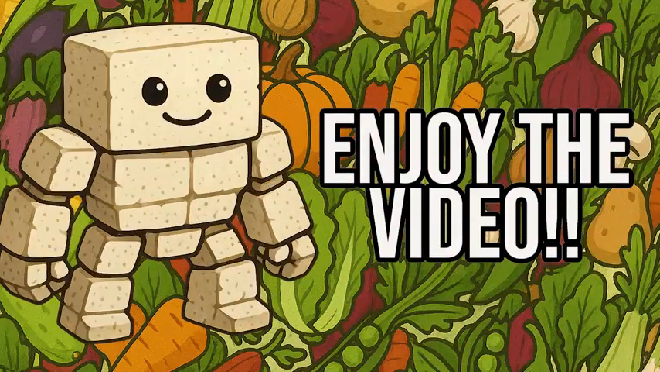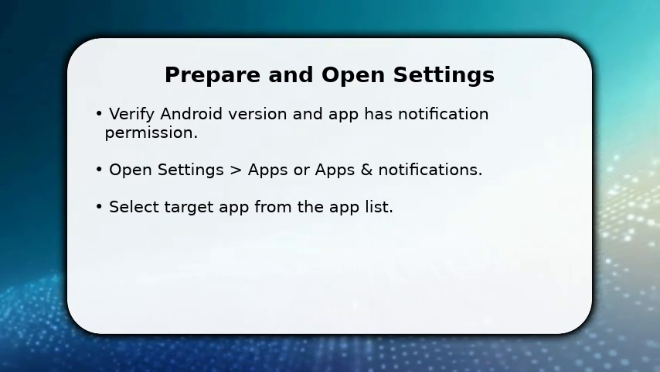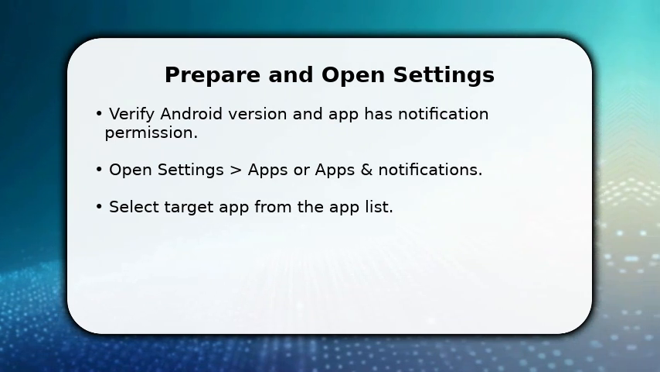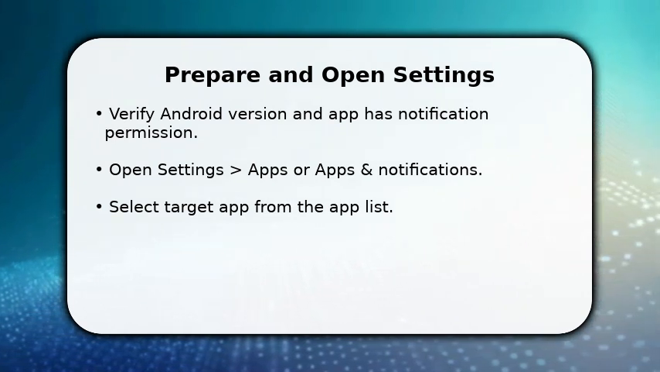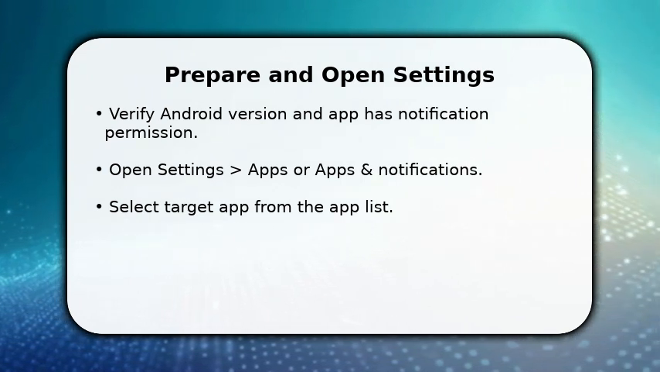Please enjoy the video. You start by confirming the app can send notifications and your Android version supports per app tones. Once ready, open Settings and go to Apps or Apps and Notifications. Tap the app you want to change so you land on its info page.